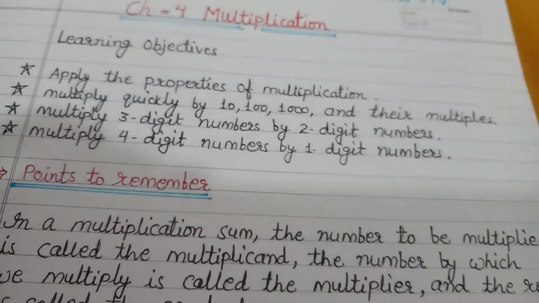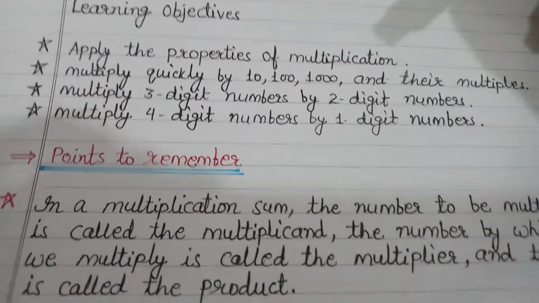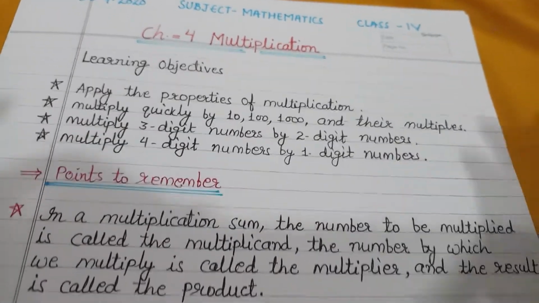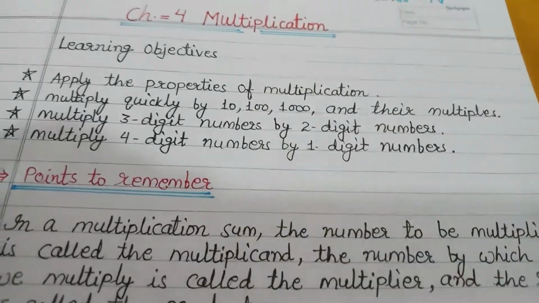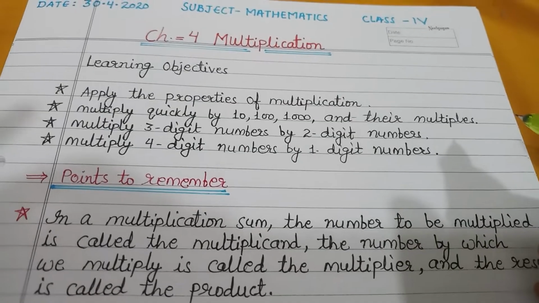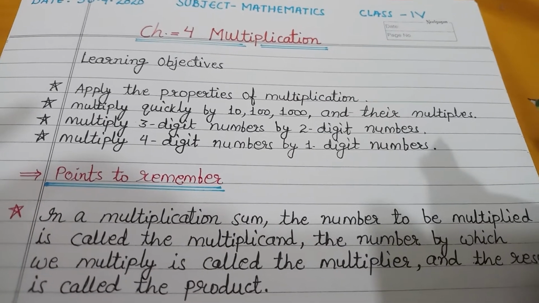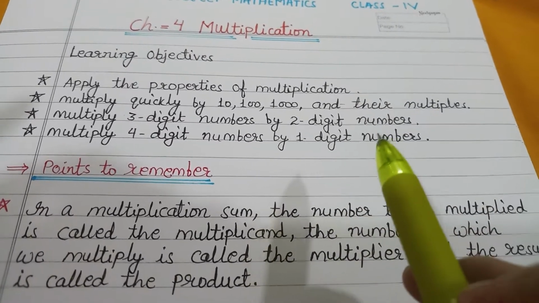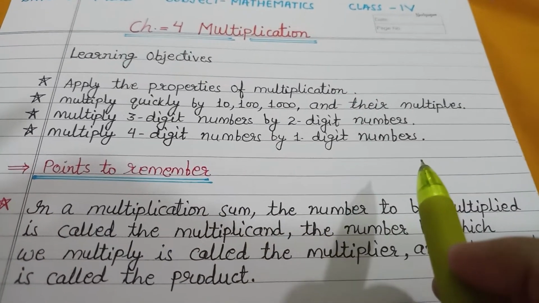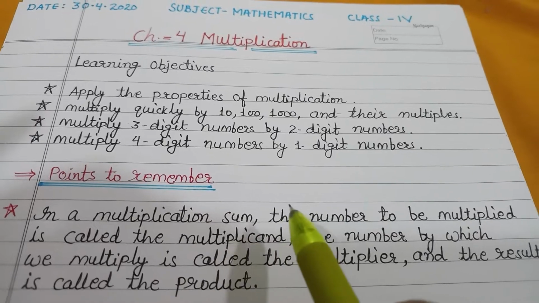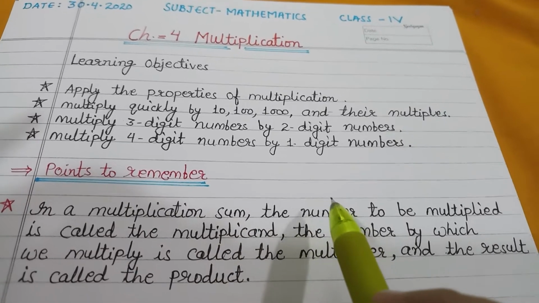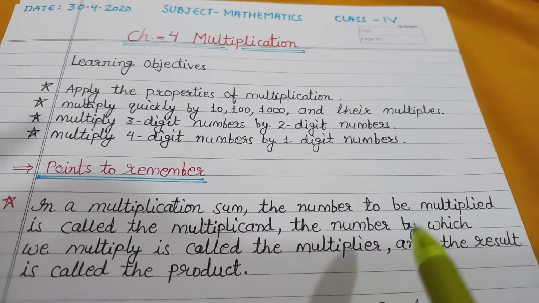Now, our today's topic. We have completed our chapter number 3 and today we are starting chapter number 4, which is multiplication. In multiplication, first we will see the learning objectives. After learning the multiplication chapter, you can apply the properties of multiplication, multiply quickly by 10, 100, 1000 and their multiples. You can multiply a 3-digit number by a 2-digit number and multiply 4-digit numbers by a 1-digit number. So, we have to learn all of these.